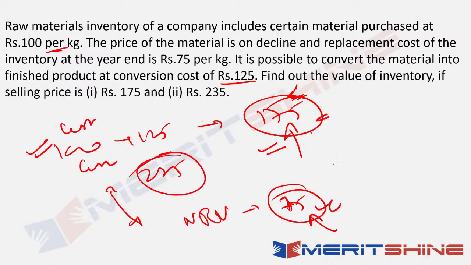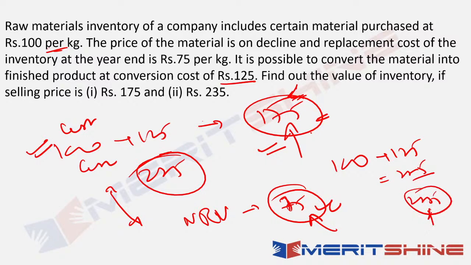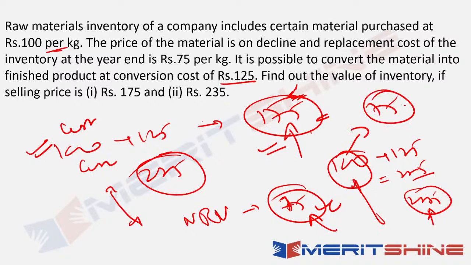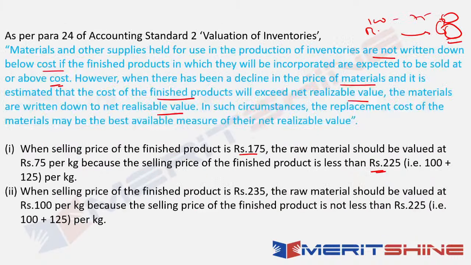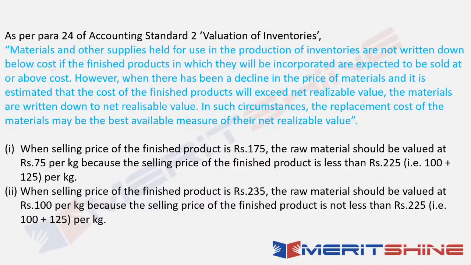Whereas in the second case, 100 was my cost, 125 is my conversion cost, 225 will be the total cost, and 235 I have sold at, so I am still making money. Even though this 100 rupees market price has become 75, I'll still carry the inventory at 100. This is a very conceptual question. Yes, I hope this is clear. Is it clear to everyone? Why is this done? Again, this is as per what is written there.